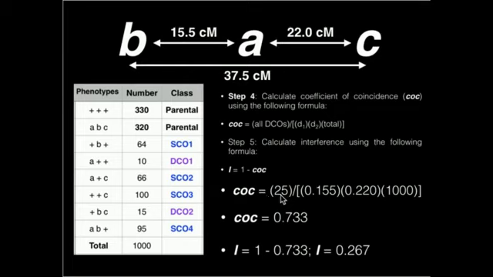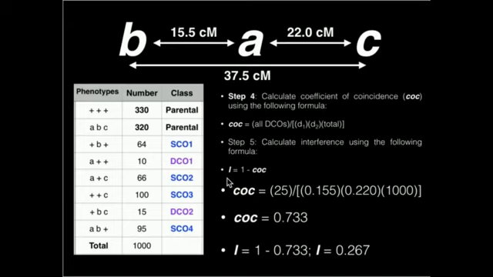Here's the coefficient of coincidence. We have 25, which is all the double crossovers. We'll divide by 0.155, or the map distance in just normal morgans, and then divide by 0.220, the second map distance between A and C, and then divide by the total, which in this case is 1,000, and I get a coefficient of coincidence of 0.733.